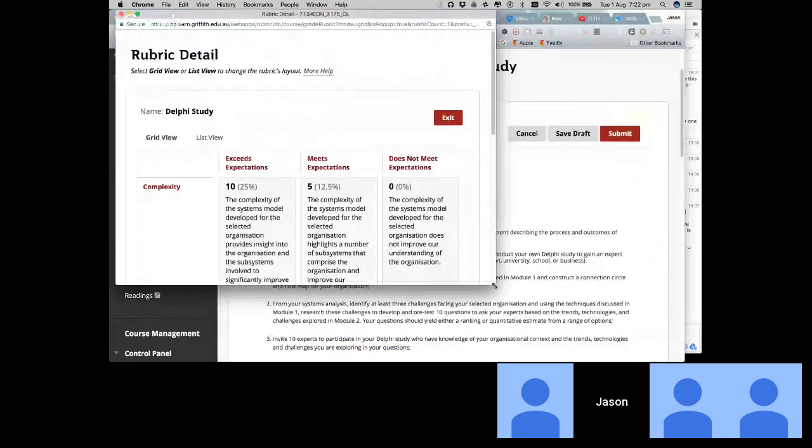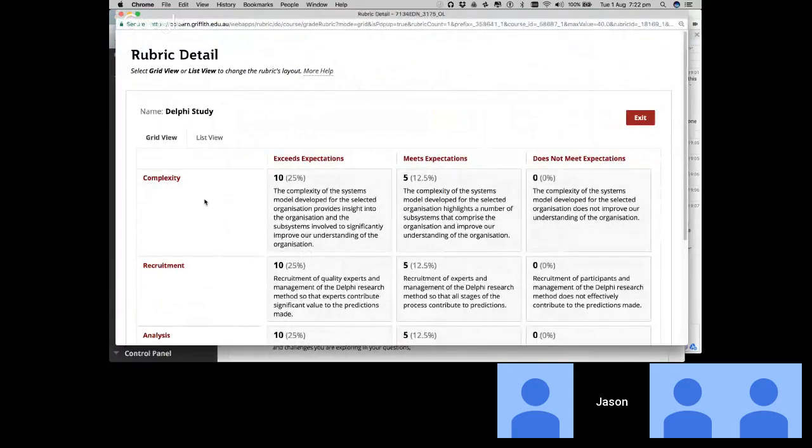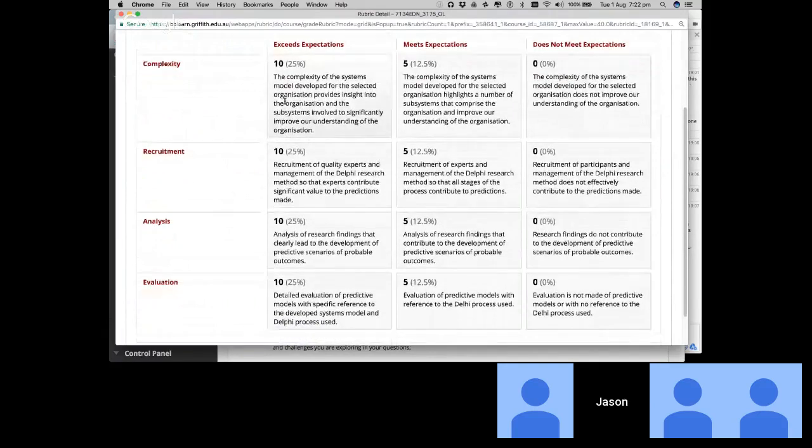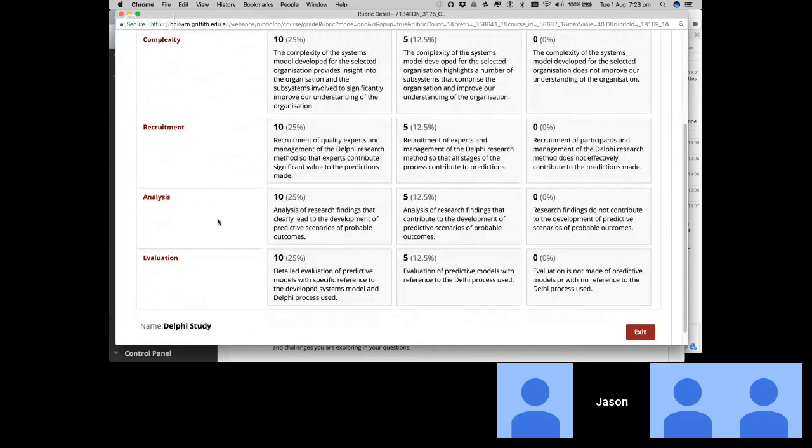So the rubric is how you're assessed against, and for each criteria, there's 3 levels. So the complexity of the system model that you've developed and how it's provided you with some insight into your organization and the subsystems involved. Your choice of experts and how you've managed the process of doing the survey to make some predictions. Your analysis of what you've researched around your topics and how you've used the Delphi survey results and so forth to develop your scenarios. And your evaluation. Okay, how you've reflected upon the use of these processes as a decision-making tool, and in particular, how you reflected upon the process of doing the Delphi survey.